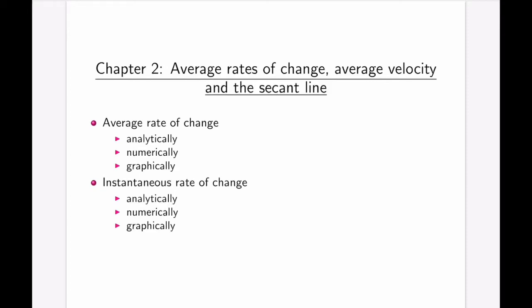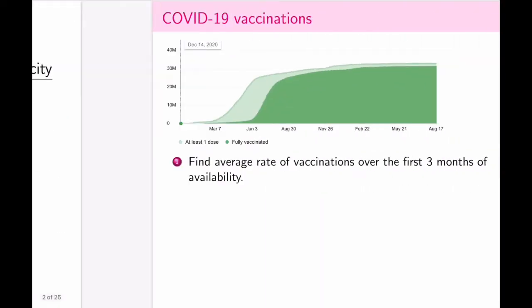We're switching into chapter 2, where we're going to talk about the average rates of change and instantaneous rates of change. So the averages between 2 points and instantaneous in an instant at one particular point in time. We're going to analyze each one of these notions analytically, so through the formulas, numerically by using the actual data, and graphically by looking at some graphs.